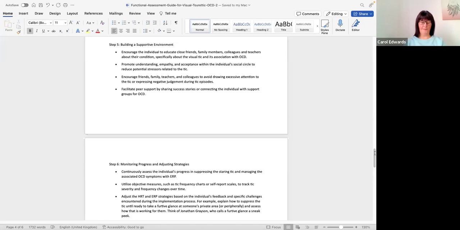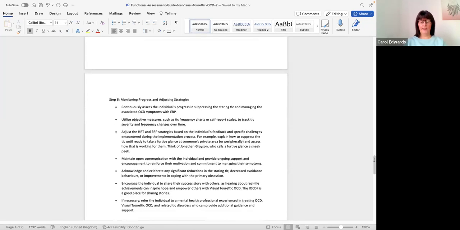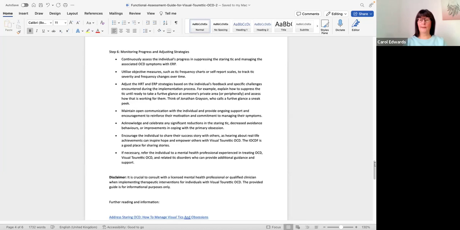Yeah. So now we've come up to monitoring progress and adjusting strategies. Continually assess the individual's progress in suppressing the staring tic and managing the associated OCD symptoms with ERP. Utilize objective measures such as tic frequency charts or self-reported scales to track tic severity and frequency changes over time. Adjust the HRT and ERP strategies based on the individual's feedback and specific challenges encountered during the implementation process.